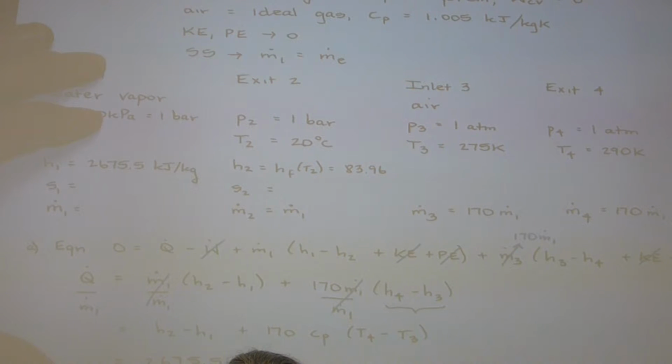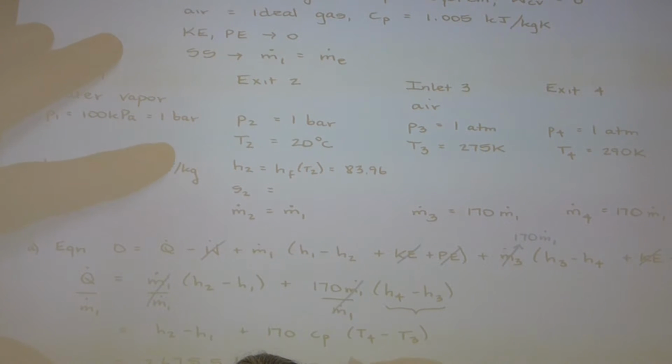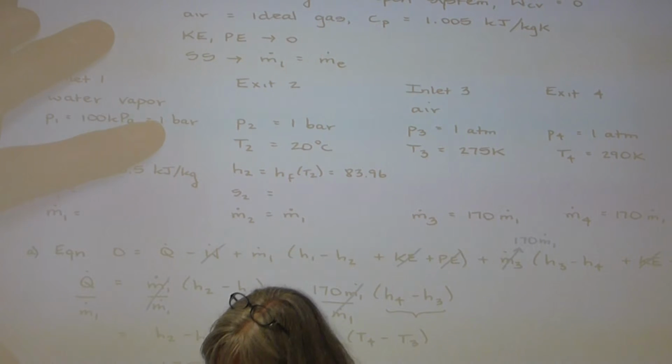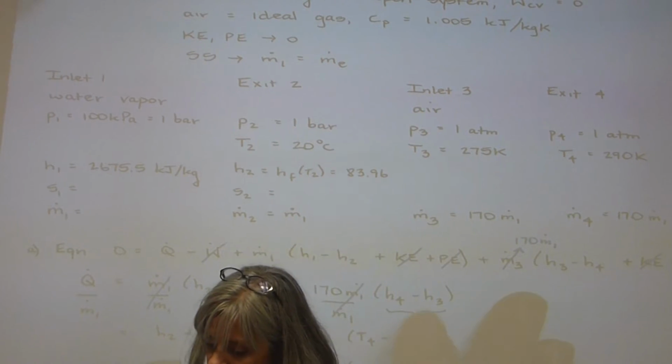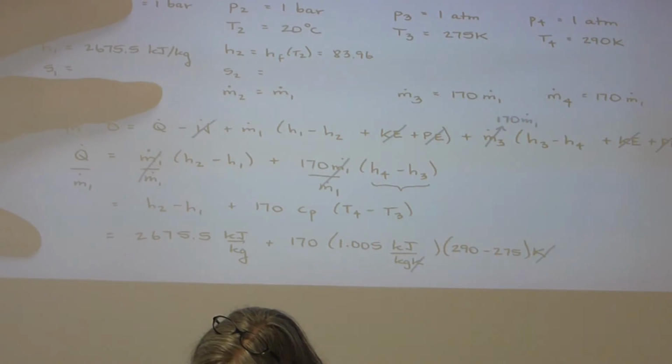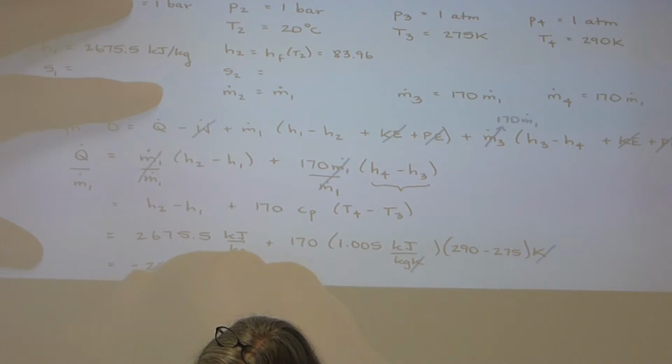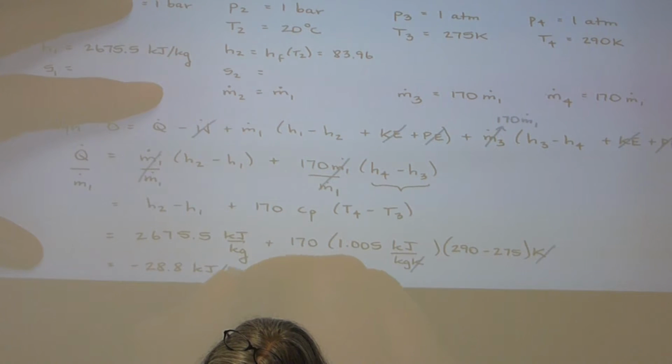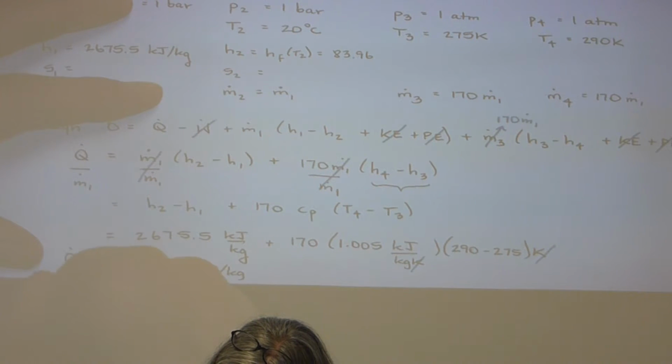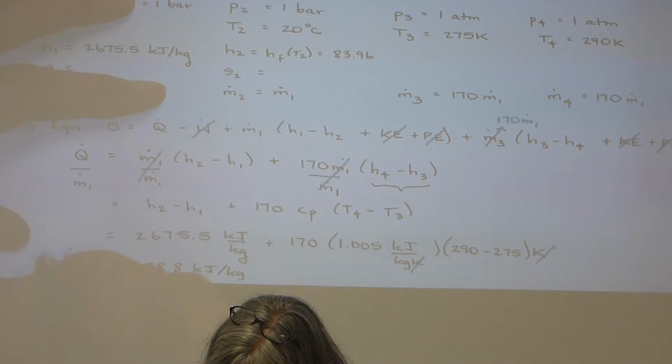And this is in kilojoule per kilogram, so that's good news. 170, C sub P, 1.005 kilojoule per kilogram Kelvin. Change in temperature, 290 minus 275. So Kelvins cancel. And so altogether, final answer is equal to negative 28.8 kilojoule per kilogram of water flowing, saturated vapor.